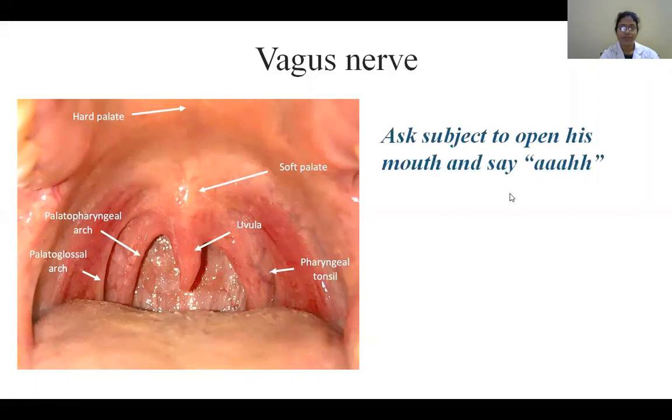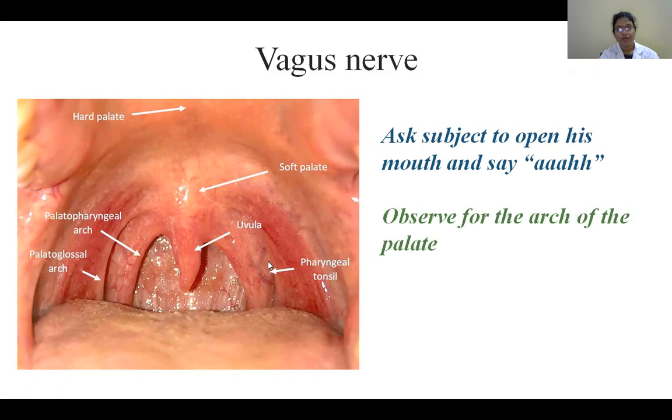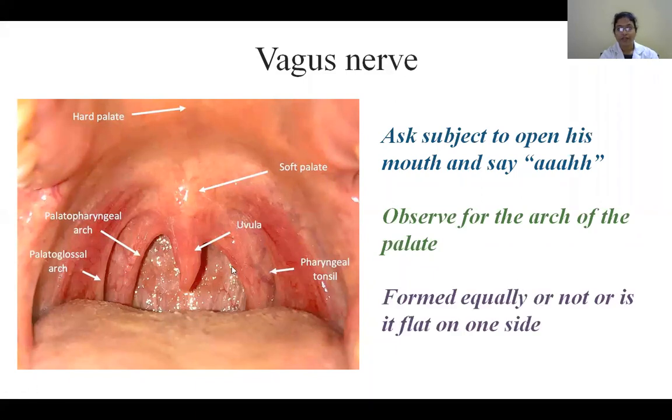So when you ask the subject to open his mouth and you ask him to say ah, when he says it, you look at the arch of palate, meaning how much they are elevated. So these arches, whether they are formed equally, whether it is flat or depressed on one side. So this is how you assess the vagus nerve.